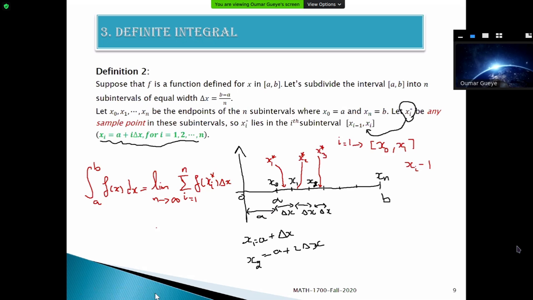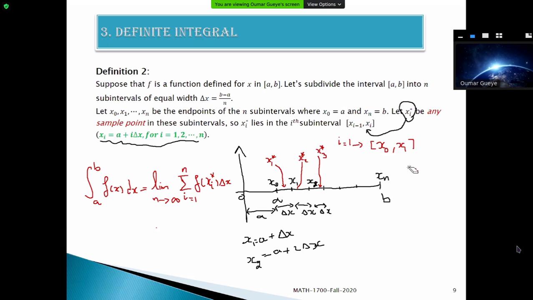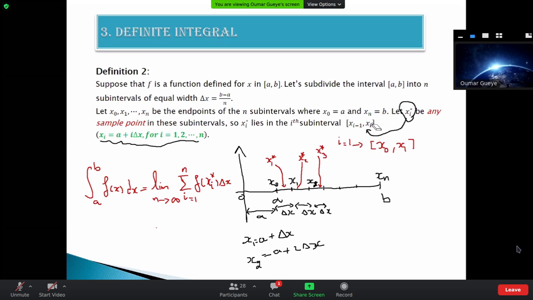So the i-1 is part of the index, the subscript, okay? When i equals 1, you will get x0, x1. When i equals 2, you will get x1, x2, and so on. And from each subinterval now, we're going to pick a number called xi star. So from the first subinterval, we're going to pick the number x1 star. From the second one, we're going to pick the number called x2 star, and so on. Any question?